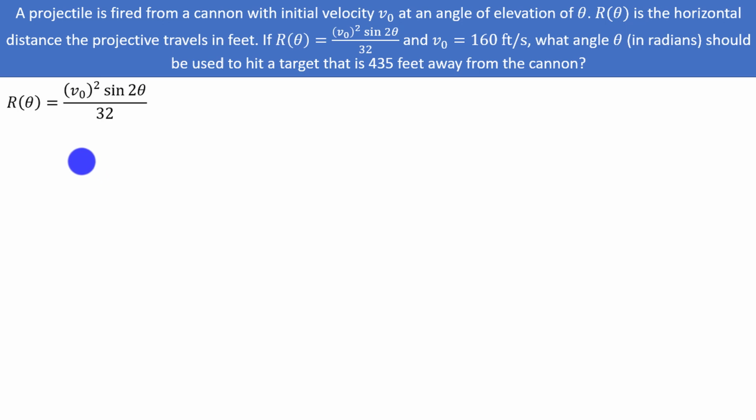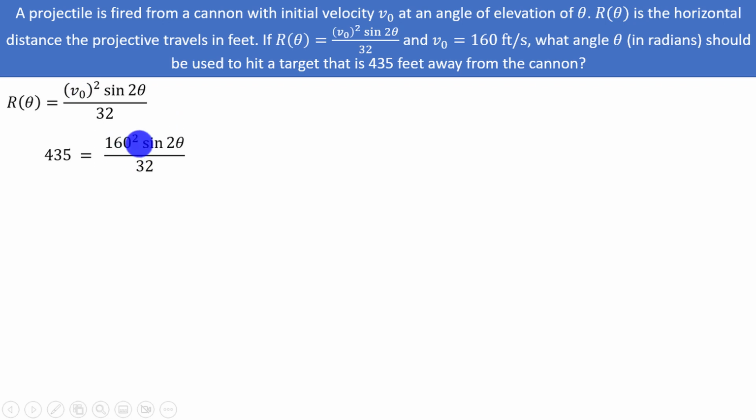Our equation is R of theta equals v sub 0 squared times sine of 2 theta, divided by 32. R of theta is the horizontal distance that the projectile travels in feet. We would like to hit a target that is 435 feet away from the cannon, so that means R of theta must be equal to 435. We also know that v sub 0, the initial velocity, is 160 feet per second. So we can plug in 160 for v sub 0.